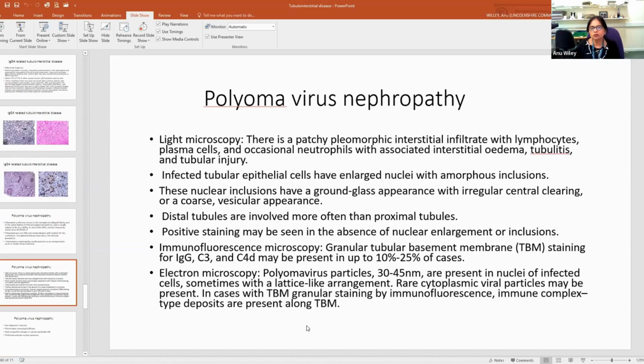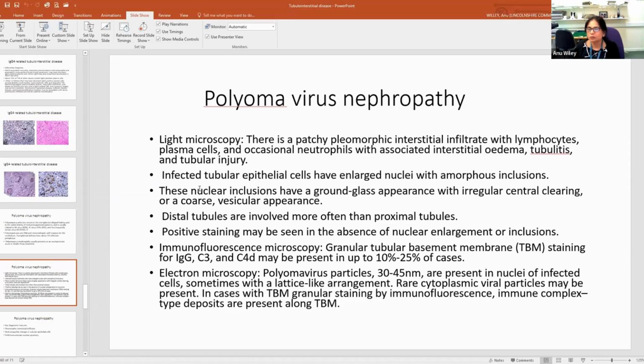Okay, so light microscopy with polyomavirus infection shows a patchy pleomorphic interstitial inflammatory infiltrate of lymphocytes, plasma cells, and could be a few neutrophils. You will see tubulitis in there, so don't jump. If it's a transplant biopsy, don't jump into making a diagnosis of rejection. History is important, because the clinician will tell you that this patient has positive serology for polyomavirus. But you will see tubulitis in patients who have BK virus or polyomavirus nephropathy.